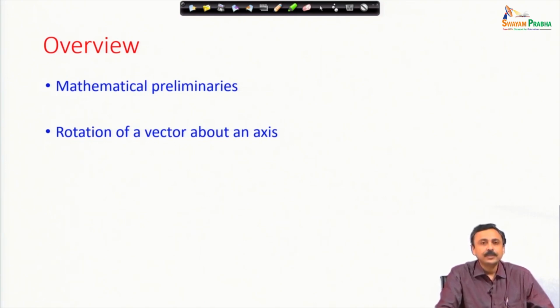We have been finding out rotation matrices corresponding to rotation about the individual frame axis, but suppose we have an arbitrary axis which is not one of the frame axis. If we have an arbitrary unit vector given, and I want to give a rotation about that axis or that unit vector, how will I find out that rotation matrix? Therefore, rotation of a vector about an axis will tell us that.